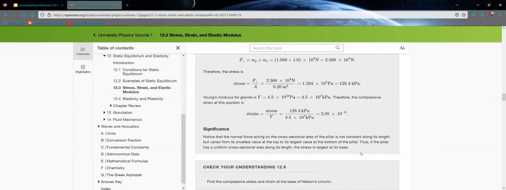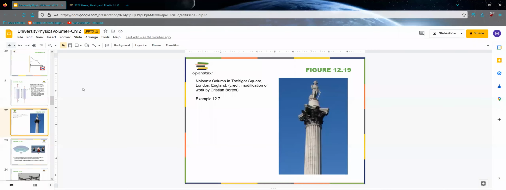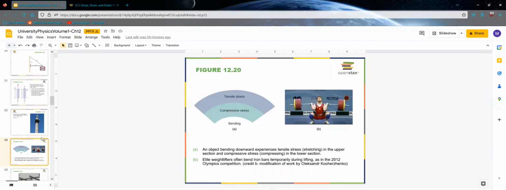Kind of obvious, right? There's going to be more pressure at the bottom of the pillar than the top, because the bottom of the pillar has the rest of the pillar also applying pressure. We have very similar conversations and equations for the different types of stresses and strains.